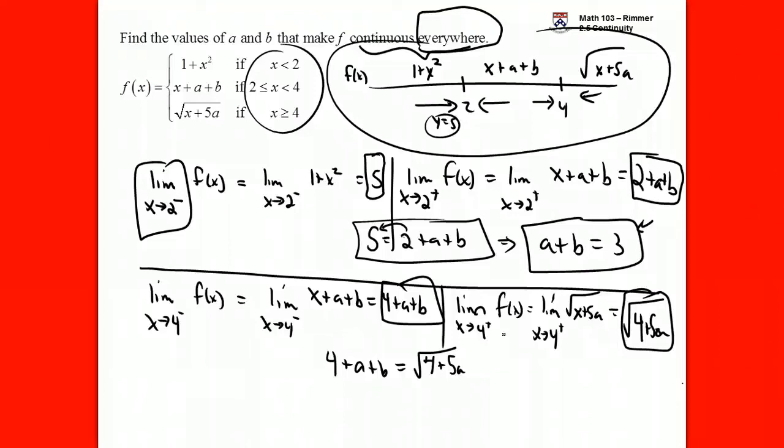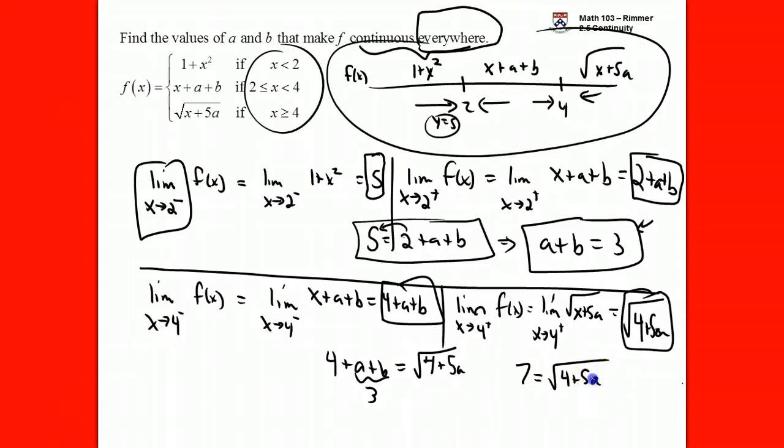But another technique to solve when you have two equations is substitution. We know what a plus b is, and conveniently, a plus b shows up in that second equation. A plus b better be 3. We know that. Let's sub that in and replace the a plus b from the second equation with a 3. And now we have a single variable equation that we can solve. Okay, 4 plus 3 is 7. So 7 is supposed to equal the square root of 4 plus 5a. Now go solve for a.